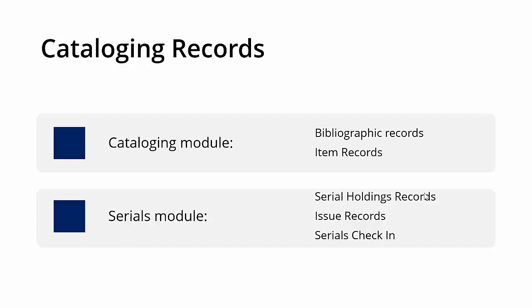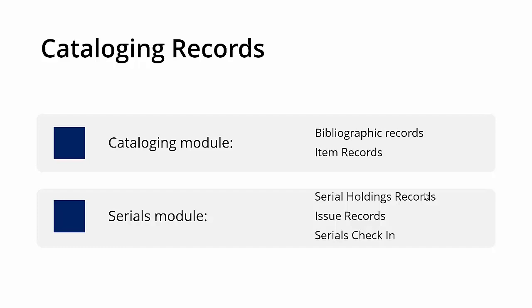If you previously had an ILS system with bibliographic records, holdings records, and item records, the client is a bit different. The cataloging module only has bibliographic and item records. Separate holdings records are only included in the serials module.